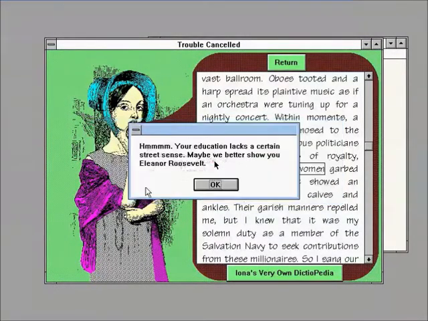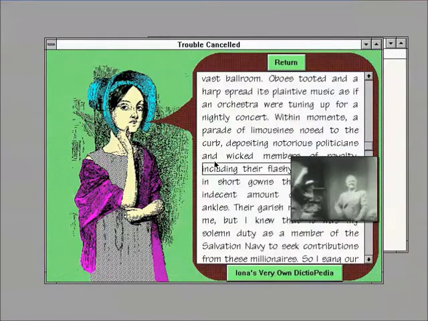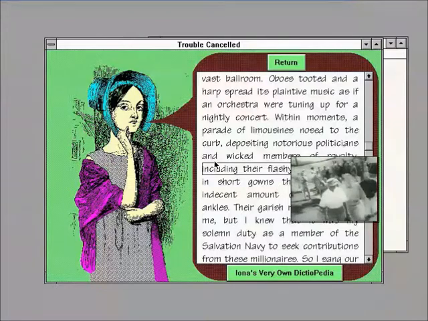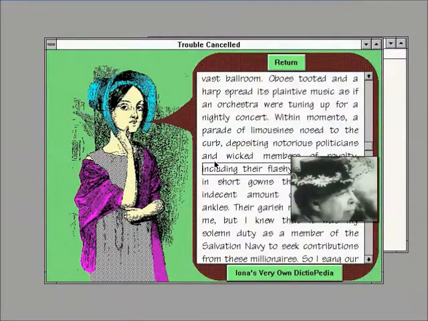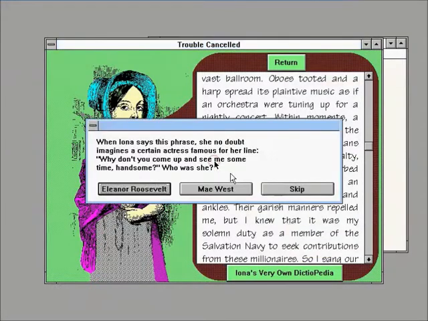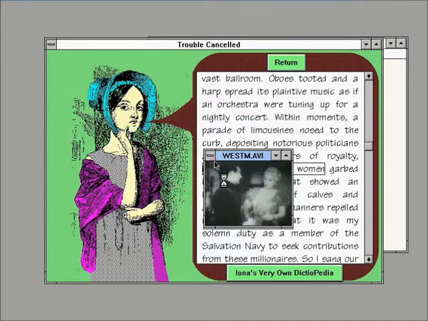I don't know who. Oh, that's Eleanor Roosevelt. Okay, I get it, something's wrong. Who is she? Mae West? Correct, let's see here. Boy, I always did like a manly uniform.